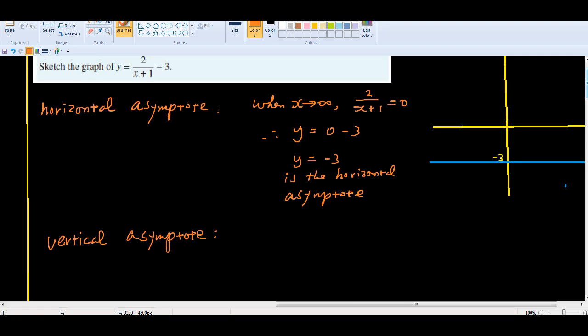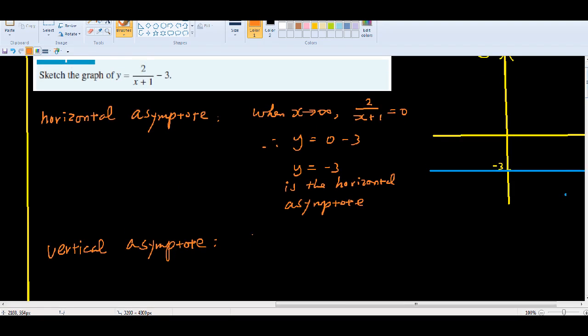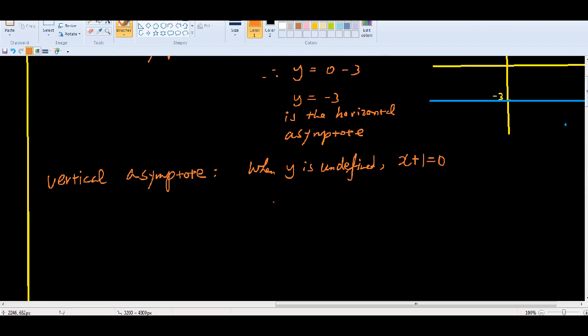The other one is how to find the vertical asymptote. To find the vertical asymptote, you need to consider when y is undefined. When y is undefined, so you can't find y, the denominator x plus 1 must be 0. You make x plus 1 equal 0. Therefore, x equals -1. So we know x equals -1 is the vertical asymptote.